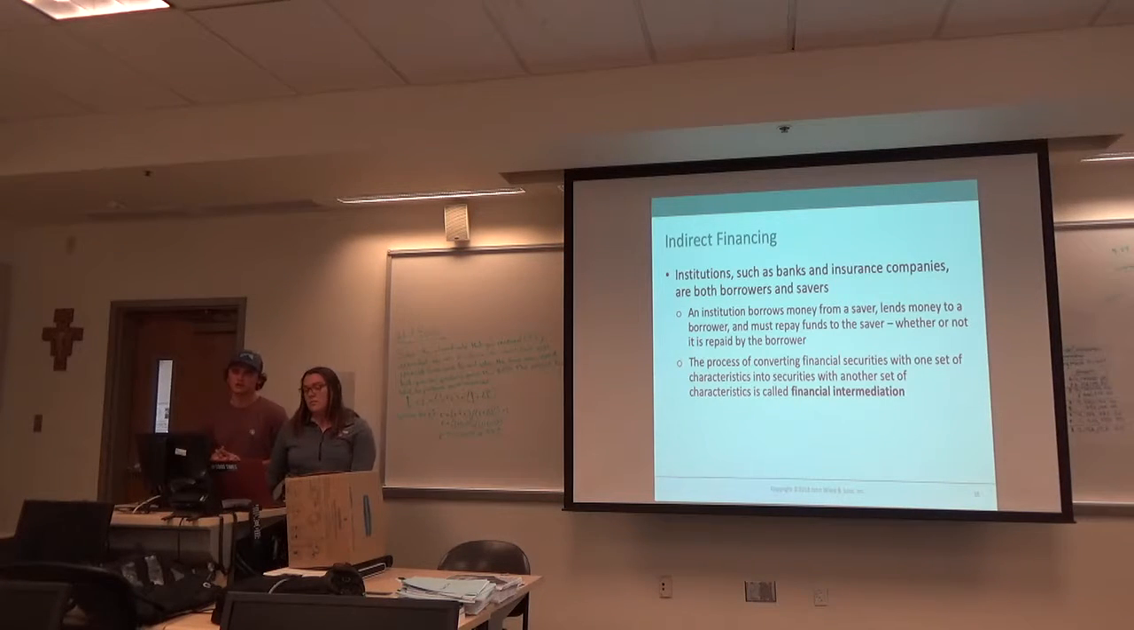So for indirect financing, institutions such as banks and insurance companies are both borrowers and savers. So an institution borrows money from a saver, lends money to a borrower, and must repay the funds to the saver, whether or not it is repaid by the borrower. Kind of going back to the risk we talked about earlier.